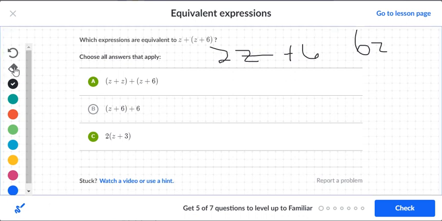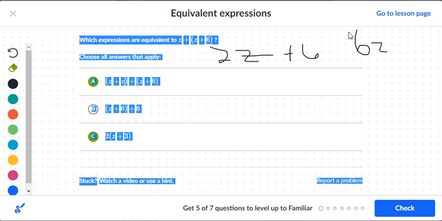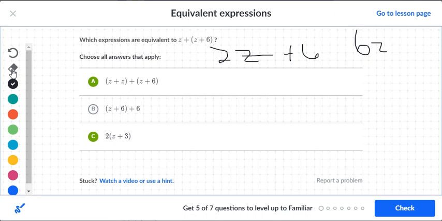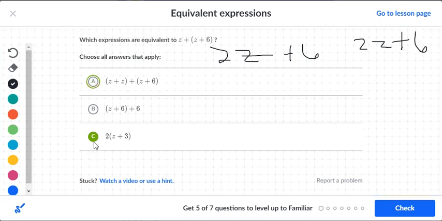Actually, that's incorrect, not 6. When you multiply through this, you would get 2 letters z, because 2 times z is 2 letters z. And then you would take 2 times 3, which gives you the 6, which does match this problem here. So really, the only one that does work here is C.